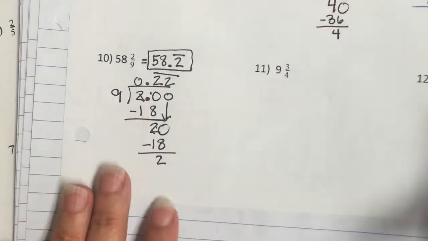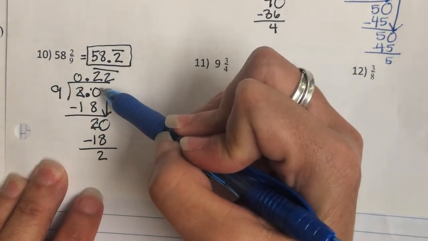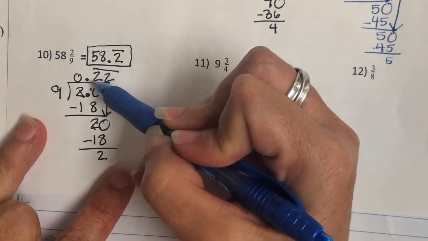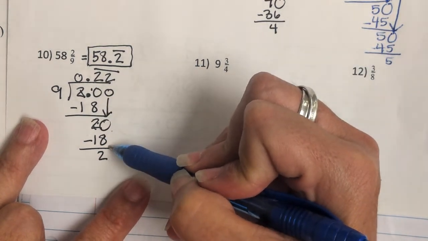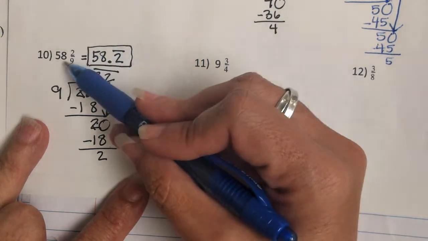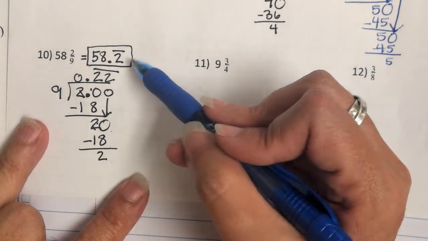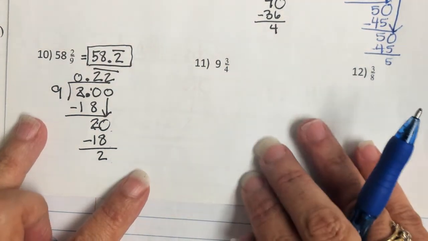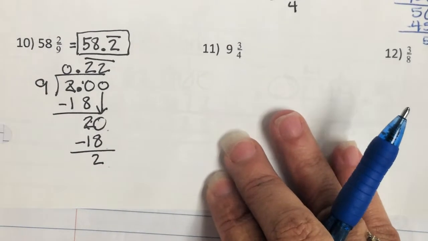Number 10. I got 2 divided by 9. I ended up doing 0.2. I got 18. I found 2 again. I got 18. I brought the whole number back over and I made 58.2 repeating, or 58.22 repeating. Either way, all of that works.